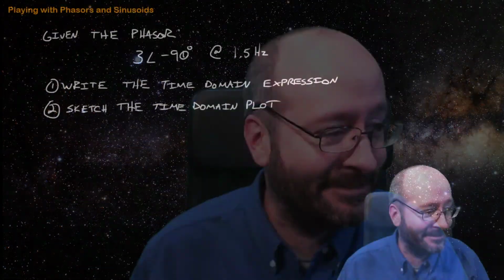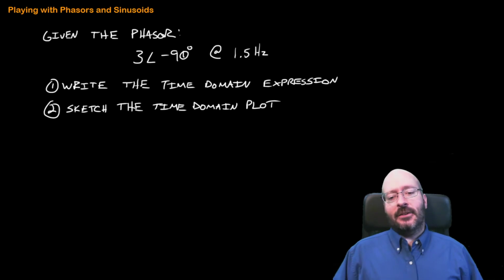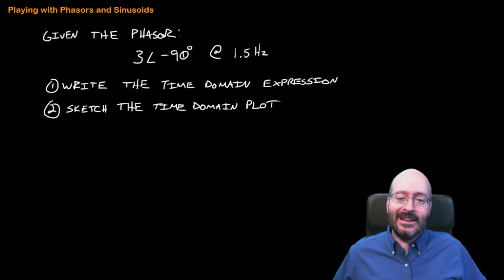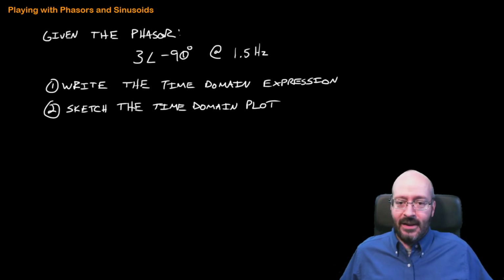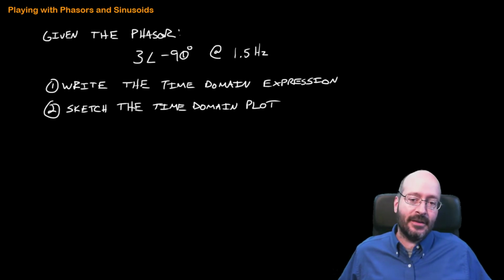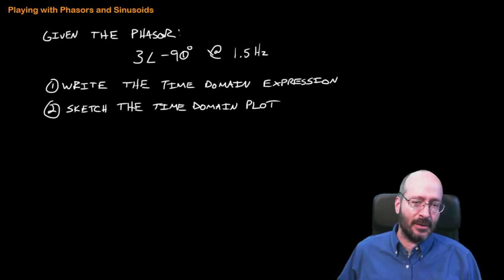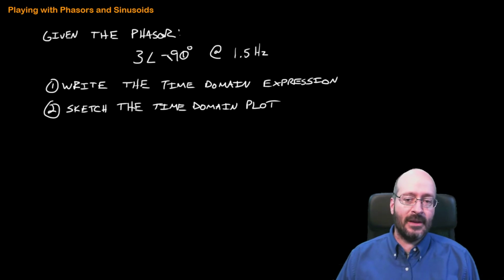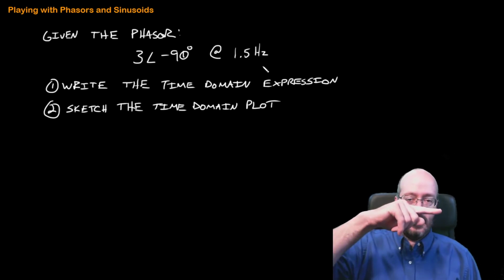Okay, so here's what I dreamed up for you this time. Here's our phasor, 3 at an angle of -90 degrees. And the phasor by itself doesn't have the frequency, so I had to give you the frequency as well. That phasor is spinning at a frequency of 1.5 hertz. So it's going to go all the way around.